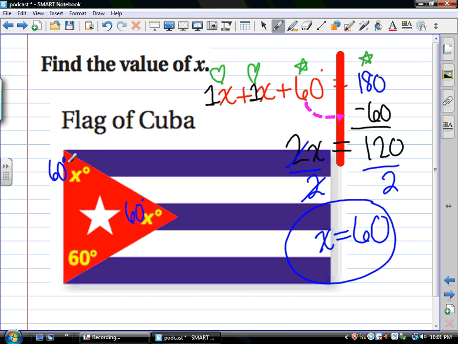Plus 20 for your group if you said this is an equilateral triangle, and it's also an acute triangle because all three angles in this triangle are acute.